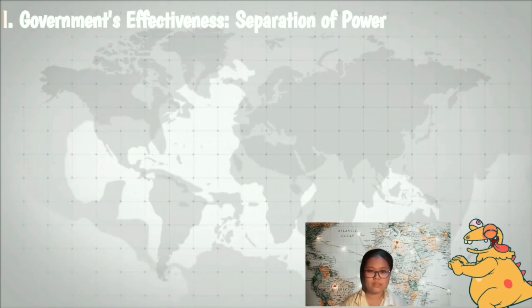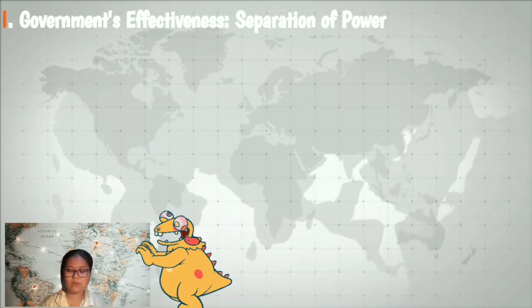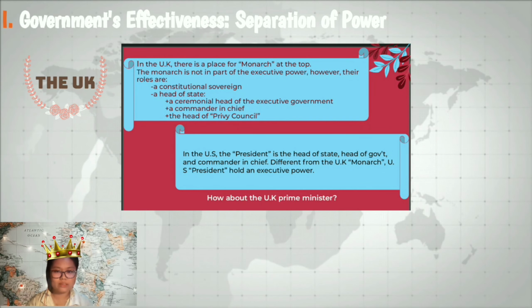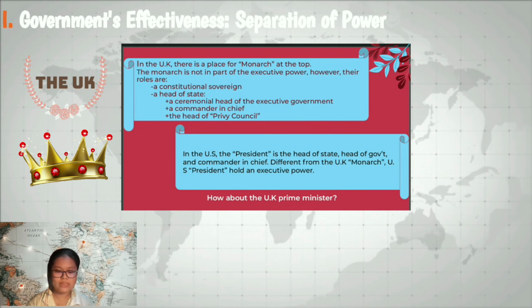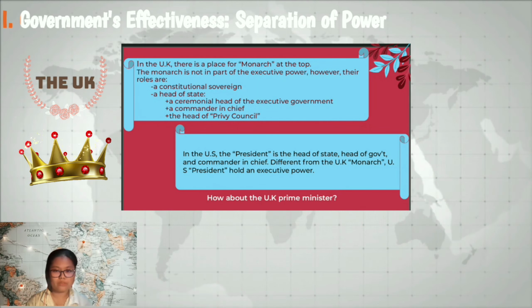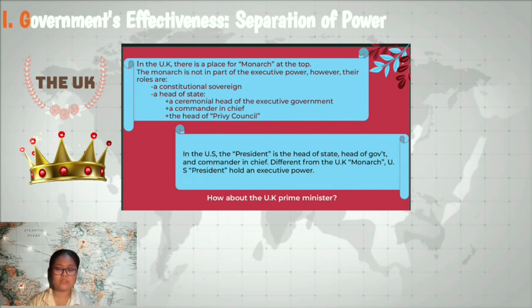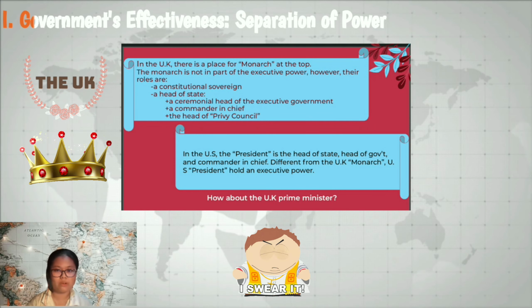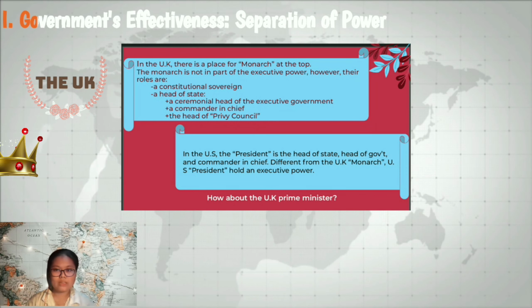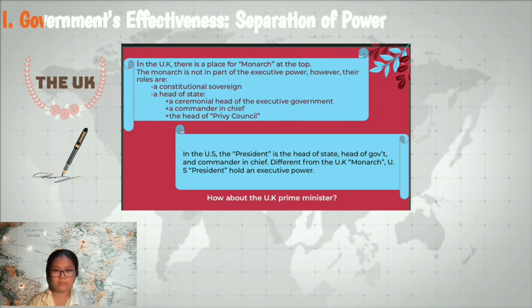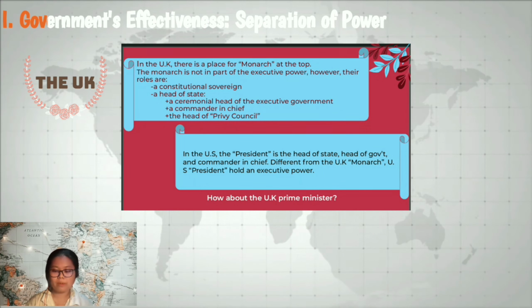So the first section is about the government effectiveness, where we focus on the separation of powers. Let's take a look at the executive power. In the UK, there is a place for the monarch as the head of state. The monarch is the ceremonial head of those three branches, the commander-in-chief and the head of the Privy Council. This means that all the ministers and officials of the central government are the monarch's servants and need to swear to the crown. But the monarch does not have the executive power. They cannot make law, impose tax, or spend the public's budget.